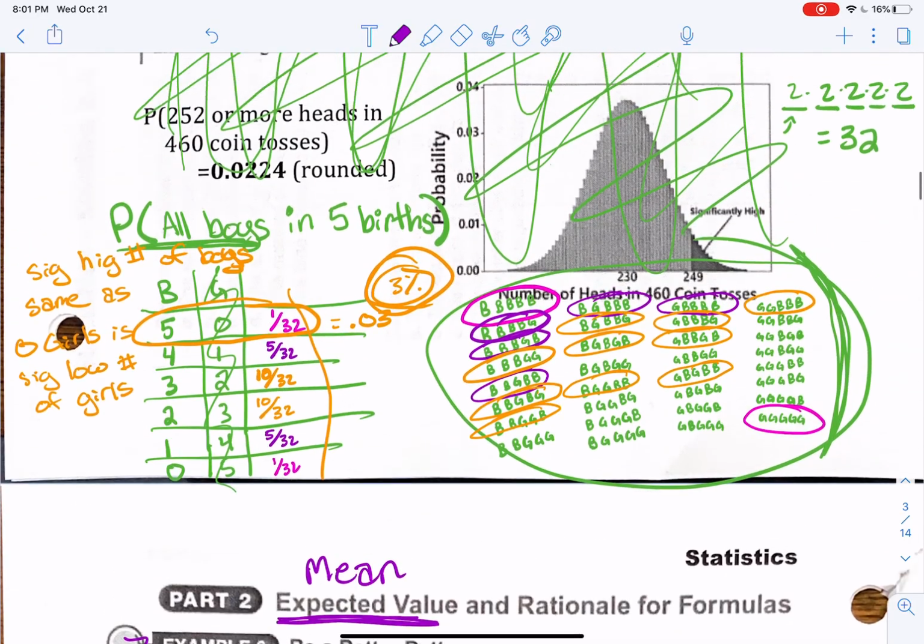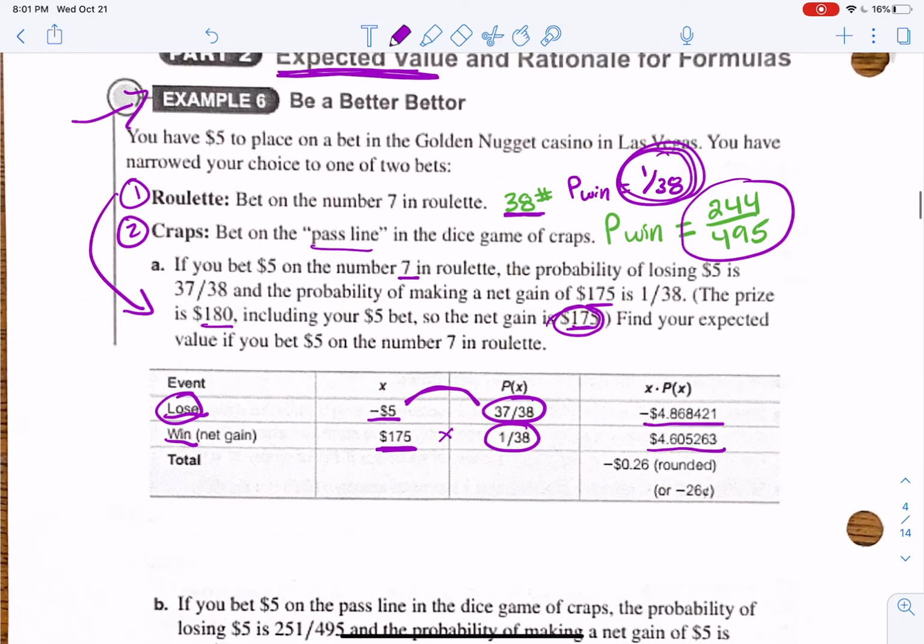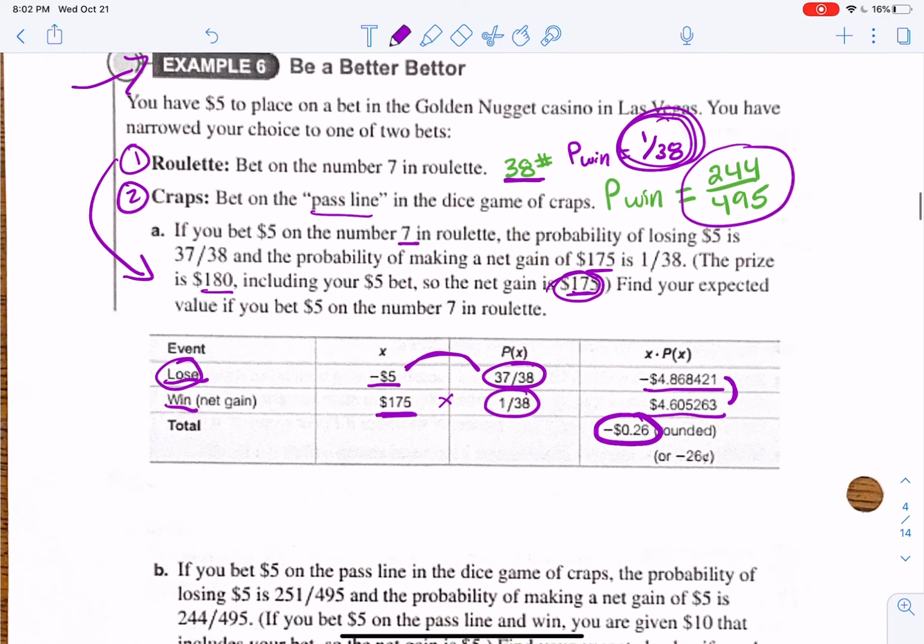And just like we were finding mean up here in this table, we add those two together, and when you add them together, you can expect to lose 26 cents each time you play the game in roulette on average. Now, that doesn't mean I'm going to lose 26 cents every time, because sometimes I'm going to win 175, but most of the time I'm going to lose $5. So if I keep playing over and over again, it will average out to be about 26 cents lost per time that I play the game, okay?